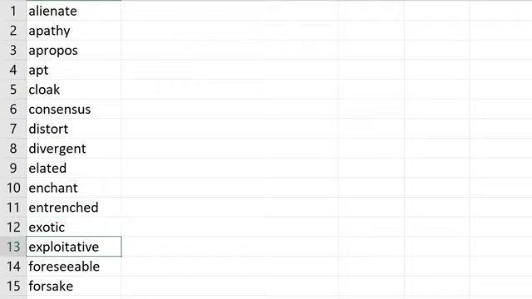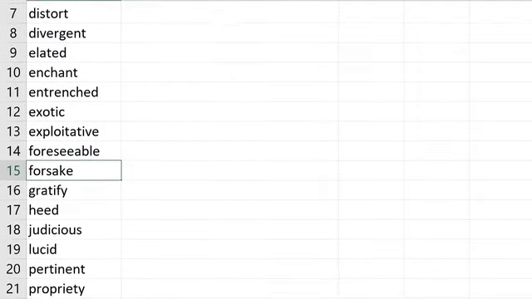Exploitative means to take advantage of people or things. If it's an exploitative job, you're not being paid fairly, they're taking advantage of you. Foreseeable, of course, means able to be predicted. The problem was foreseeable, for example. And then to forsake means to give something up. Maybe you forsake alcohol or cigarettes or something. Okay, let's go ahead and scroll down.